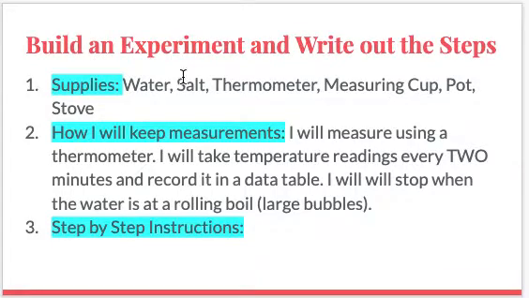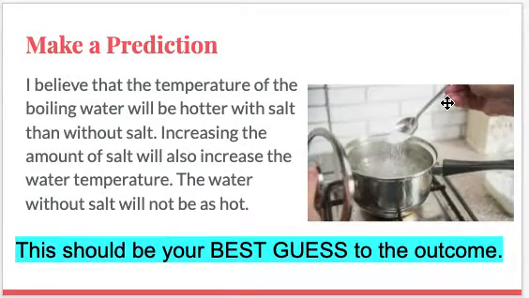I'm sorry about that. So then make a prediction. So the prediction here is I believe that the temperature of the boiling water will be hotter with salt than without salt.